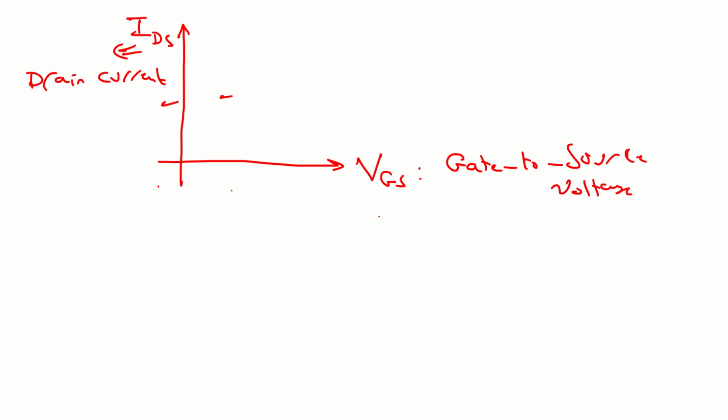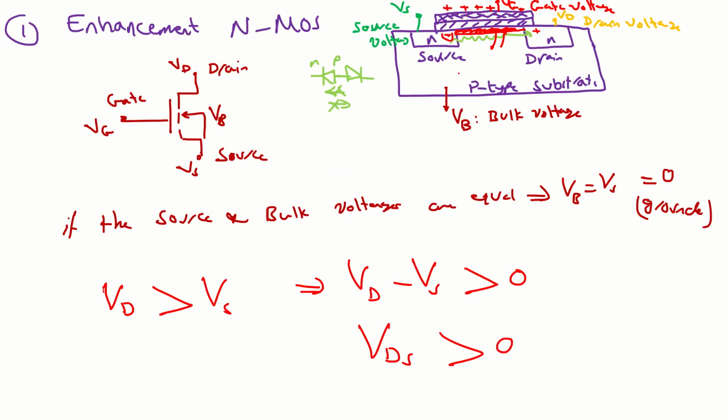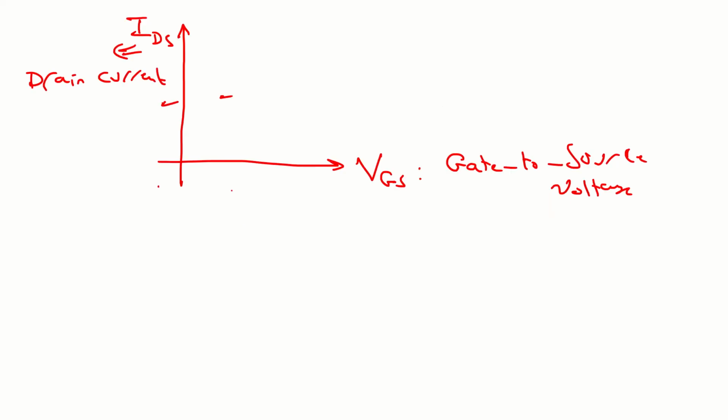Now the second question: what about VGS? We agreed that the voltage at the gate should be positive. Why is that? To make the device on. This is why the plot will not be here, it will be here. So the plot will be in the first quarter. Good.